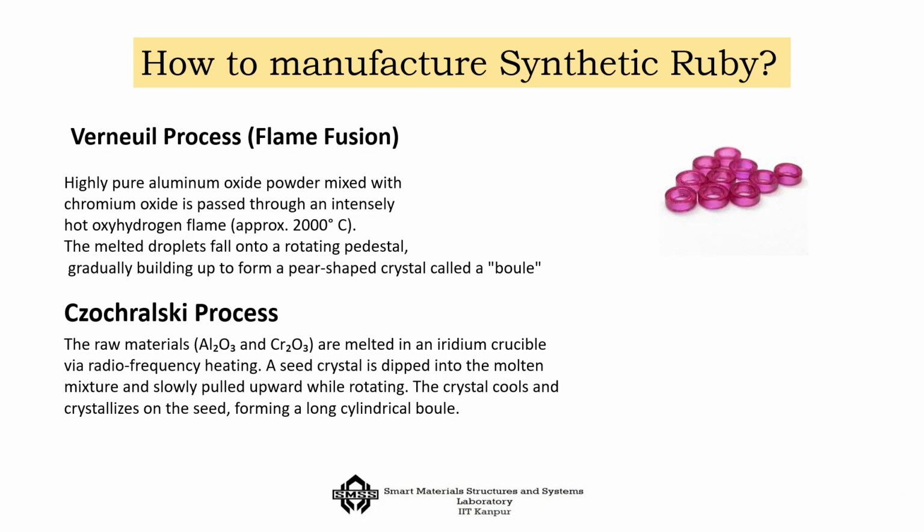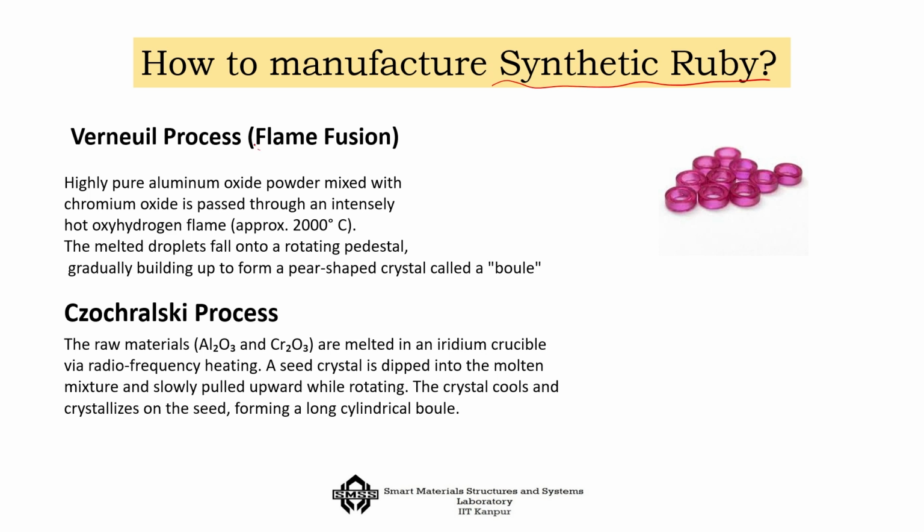Now, I told you that ruby is very expensive. So, people started to think about how to manufacture synthetic ruby. So, the question is, how do we manufacture synthetic ruby? Okay. So, you have to again use, of course, aluminum oxide, Al2O3, that is the important element, and you have to use a little bit of chromium oxide, right. And then you can use either of two processes.